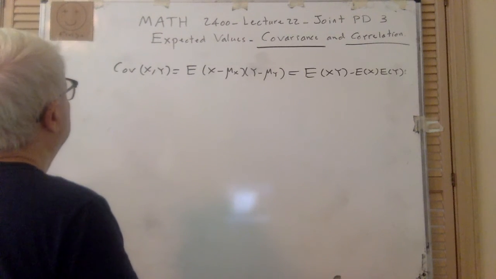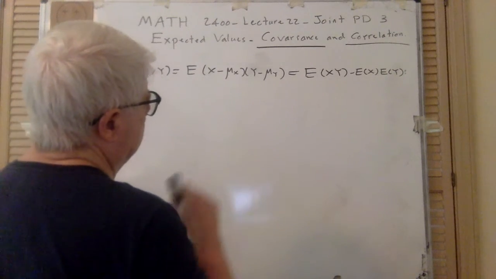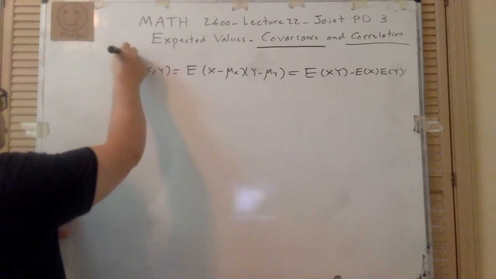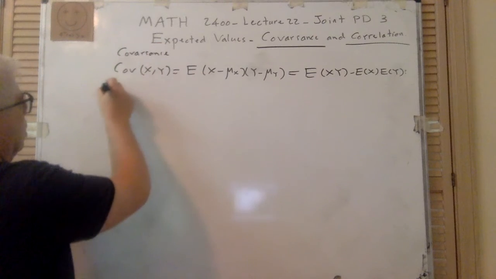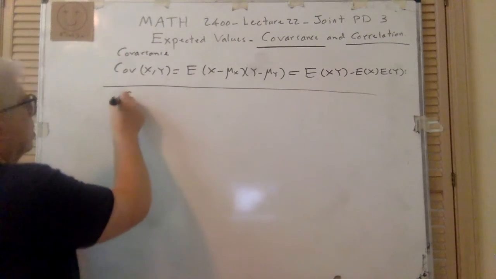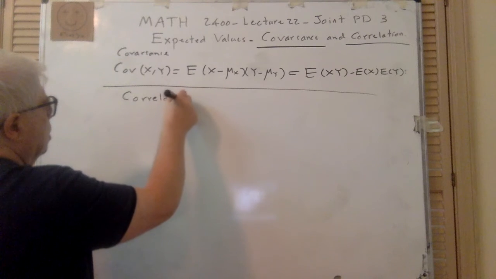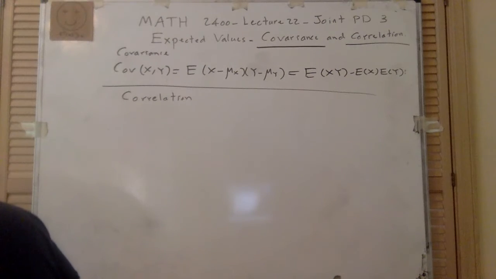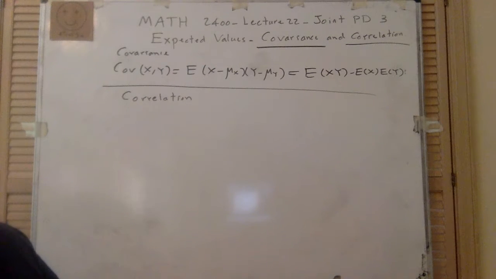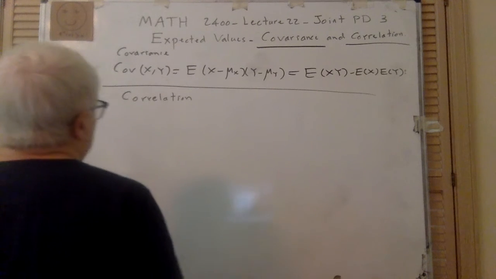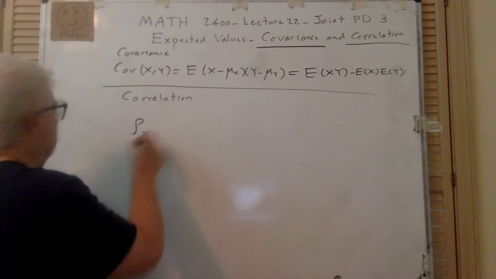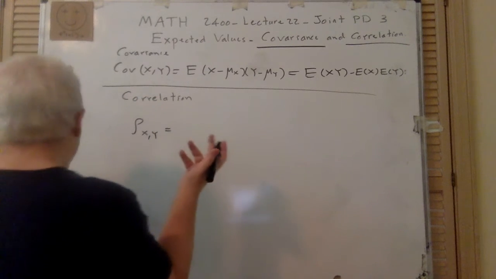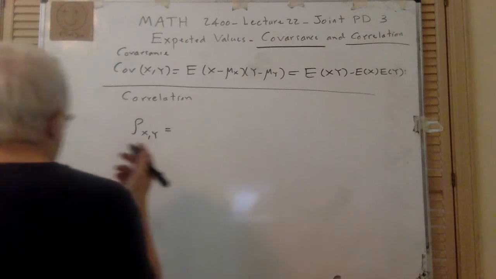So let's see. So this is covariance. Let me write covariance. Now what is correlation? Correlation, let me see what the book uses as a symbol for correlation. It uses rho. The book uses rho xy. Does it put in parentheses? No, that's xy. I don't know, maybe some places I have seen something else.